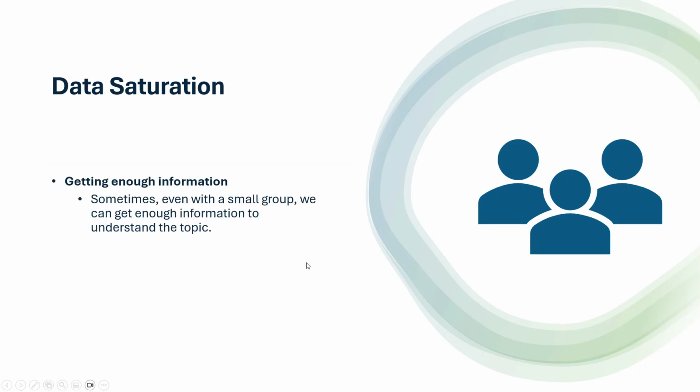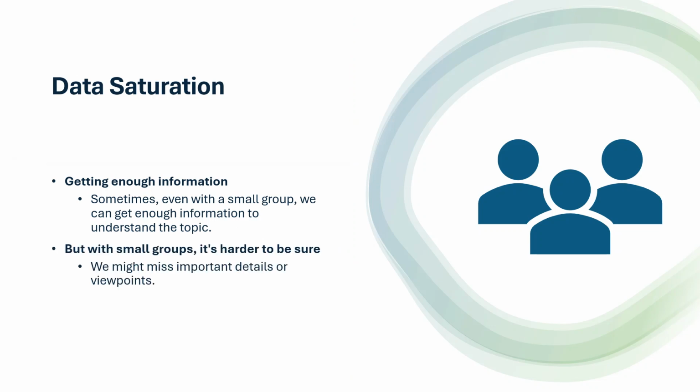Also, about data saturation. So, this is meaning about getting enough information. Because sometimes, even with a small group, we can get enough information to understand the topic. However, with small groups, it's harder to be sure. We might miss important details or viewpoints or opinions that are really important for us and our research.